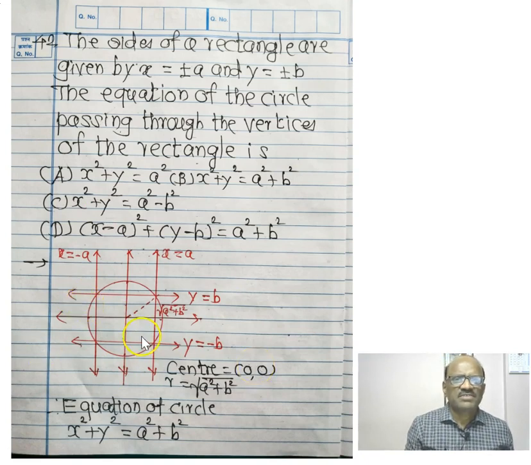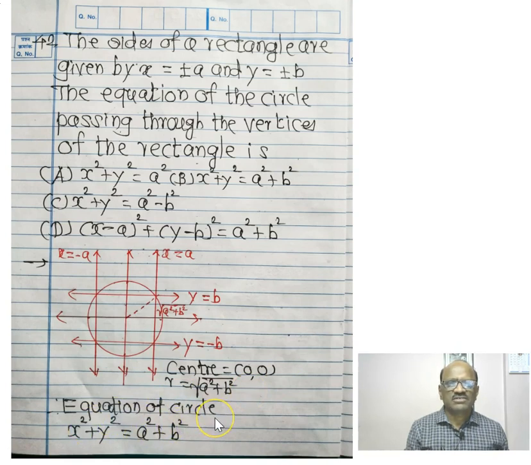Therefore, if we say that this is the x coordinate and this is the y coordinate, the coordinates here are (a, b). Then what is its distance from the origin? That is the root of a square plus b square. What is the center of the circle? Center of the circle is (0, 0). R is equal to the root of a square plus b square.